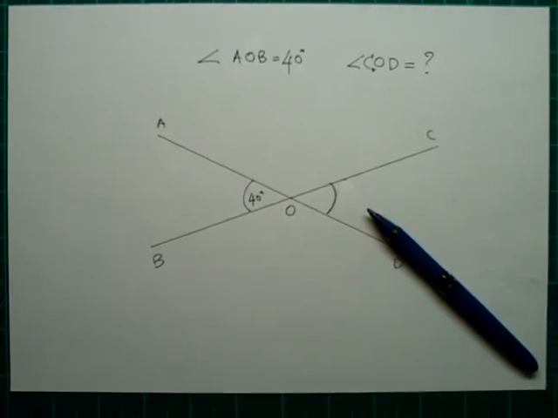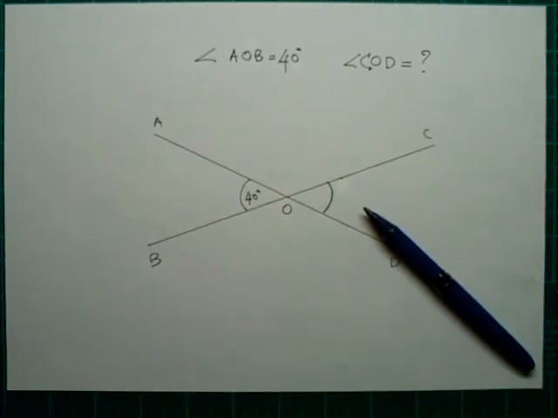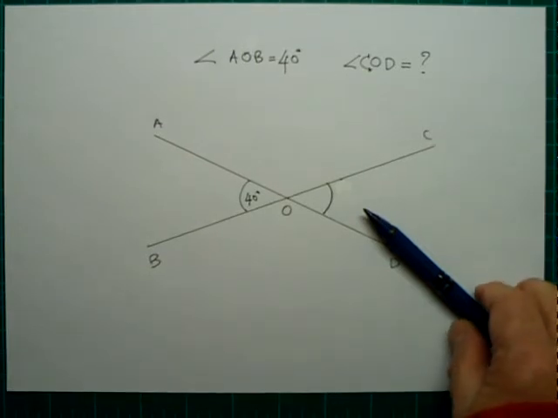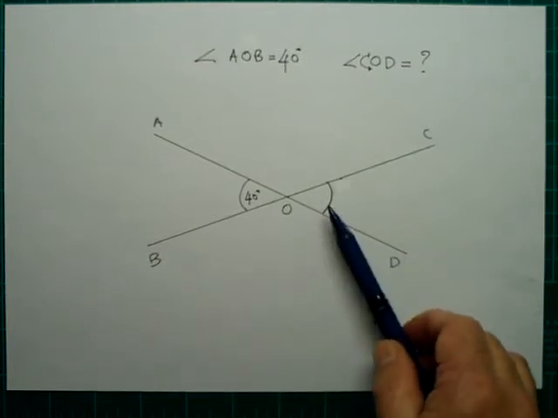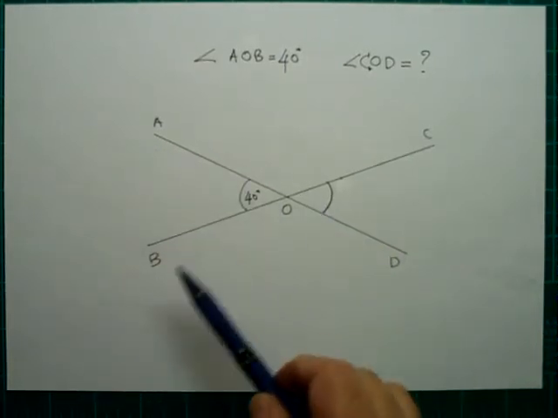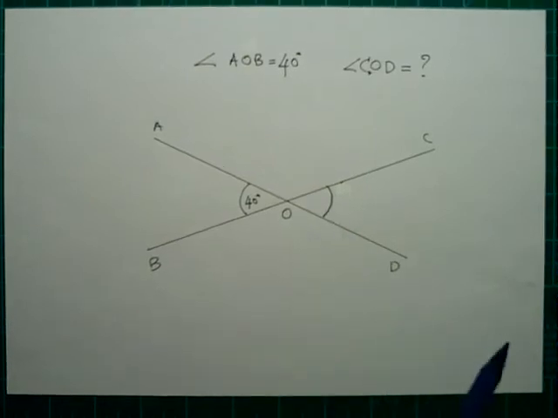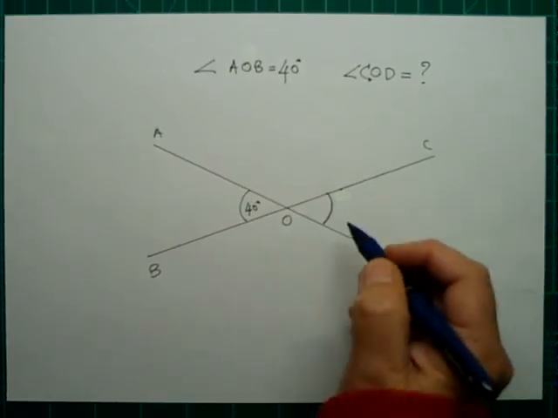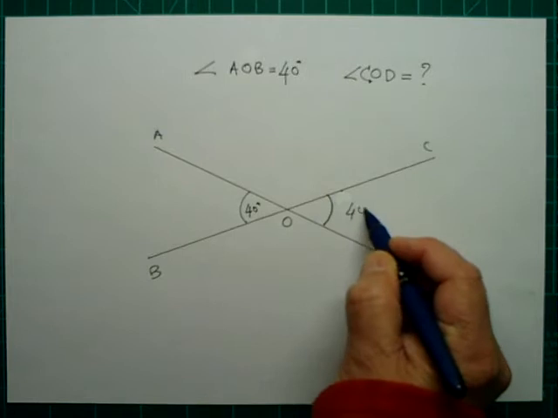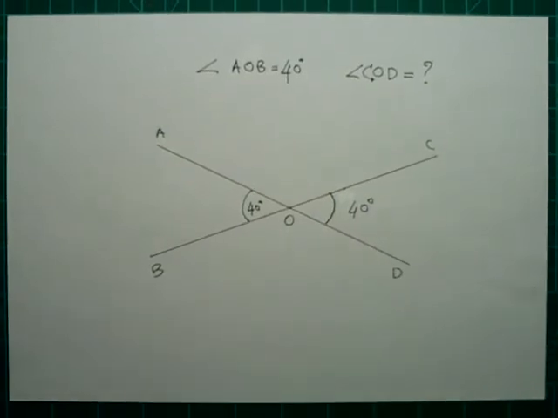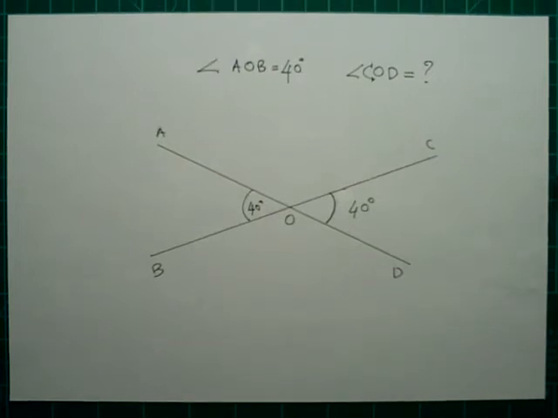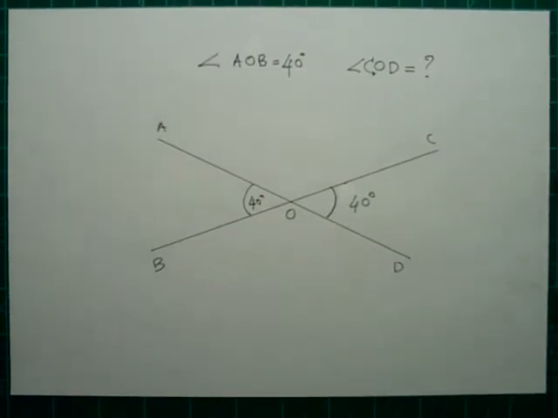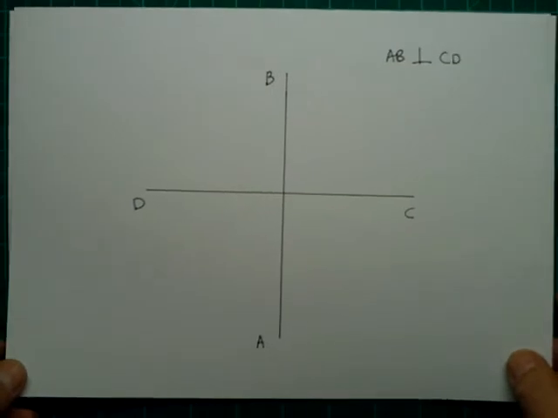Well, if you didn't find the answer or you want to check your answer, I shall give it to you now. The angle COD is equal to the angle AOB, as these two are opposite angles. So the angle COD is 40 degrees, as it is the angle AOB. Now let's continue with another example, another exercise.